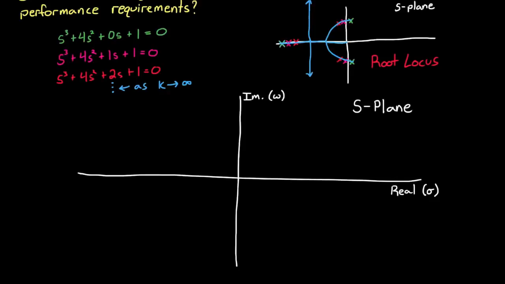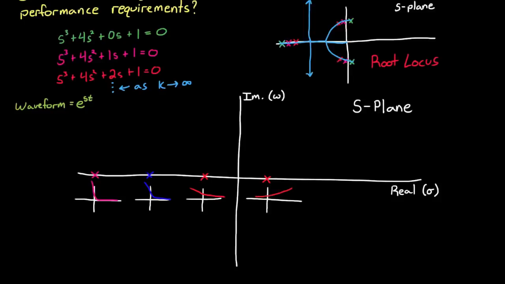And each location in the S-plane corresponds to a particular waveform in the time domain through the equation e to the st. And through this equation, you can see that if s is a real value, this corresponds to exponential growth or decay. If the real value is negative, then you're in the left half plane, and the system exponentially decays. And the further you are from the origin, or the further in the left half plane you are, the faster the signal decays. In the right half plane, the real component corresponds with exponential growth.